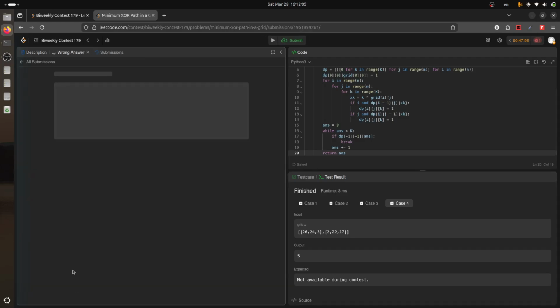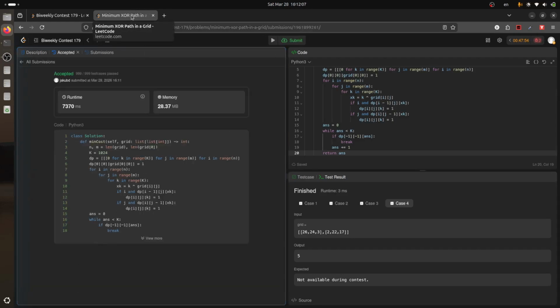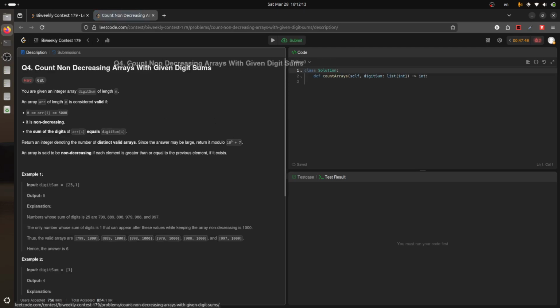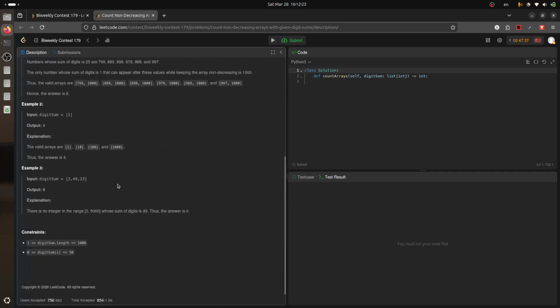Maybe it's DLE, but I hope not. So n is equal to, okay, great. And let's do problem 4, which should be just 6, but we'll see. So count non-decreasing arrays with given digit sums. Oh my god, bro, hell nah. I hate digit DP with passion, and that's why I should get good at it.